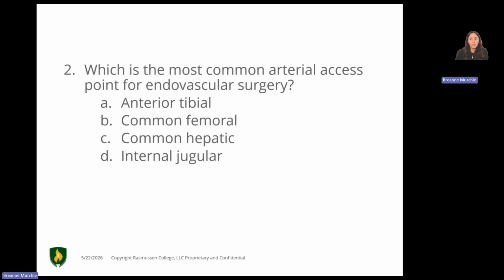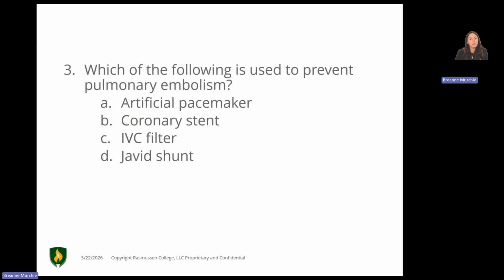Number 2, which is the most common arterial access point for endovascular surgery? That's going to be the common femoral artery or vein, depending on what you're doing, but usually we're going through the groin. That is the most common site.